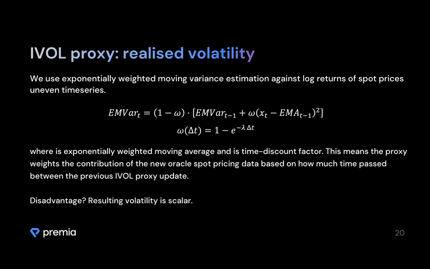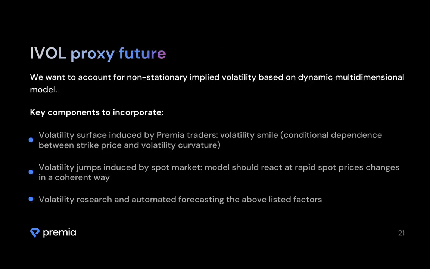What is the immediate disadvantage here? The immediate disadvantage is, of course, that the resulting volatility we get from these equations is a scalar. And as we stated in the beginning, it is not the way to capture multi-dimensional dynamics. So we would like to account for non-stationary implied volatility.